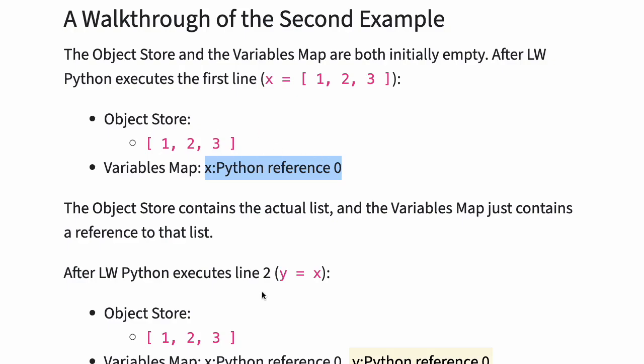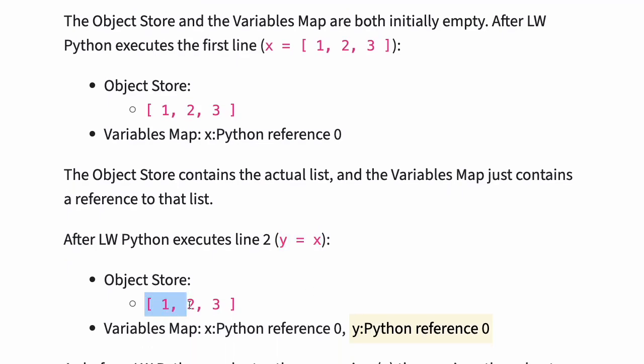After LWPython executes y equals x, the object store still contains one element, and the variables map contains a new entry with y and Python reference 0. As before, LWPython evaluates the expression, which is x, then assigns the value to the target, which is y. X is Python reference 0, so Python assigns Python reference 0 to y. Thus, both x and y point to the element at index 0 of the object store.